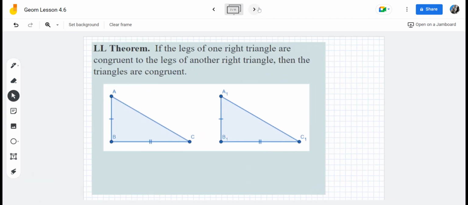In addition to hypotenuse leg, you have leg-leg congruence. So you don't need three pieces. Again, you only need two. And basically this one straightforwardly says if one leg of one right triangle is congruent to one leg of another right triangle, and a second leg of one right triangle is congruent to the second leg of the other right triangle, those triangles are automatically congruent. And naturally, once triangles are congruent, we know all their corresponding parts are congruent by CPCTC.